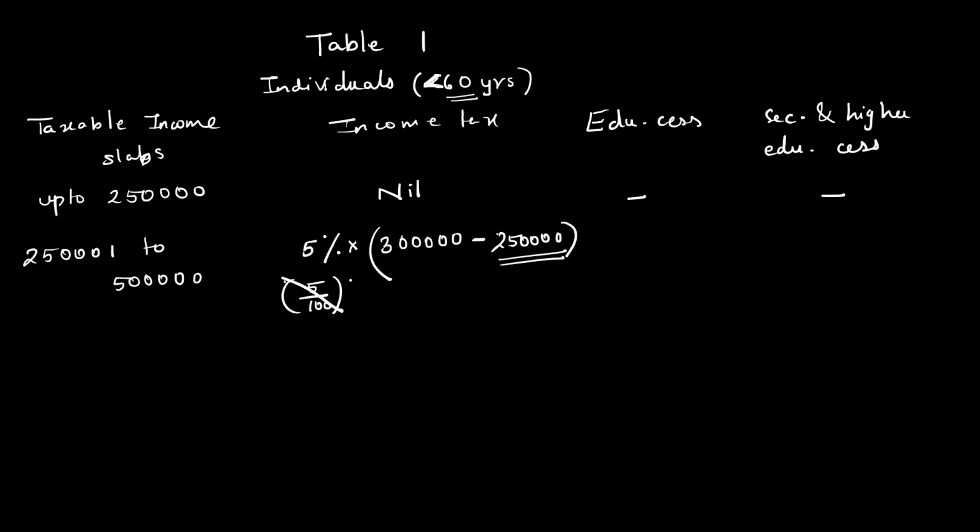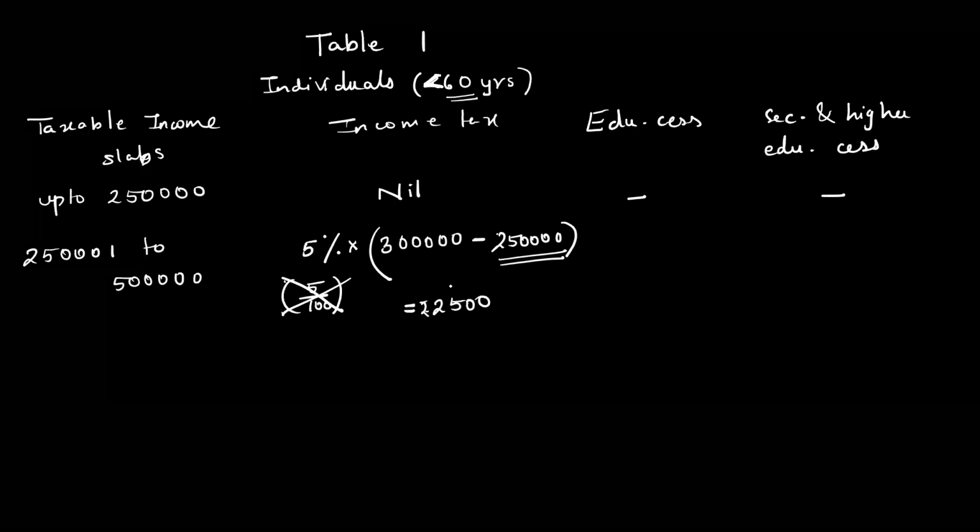This I've just written for you all to understand. 5%, you'll have to write 5 upon 100. Now, if you notice here, since income tax was nil, education cess and secondary and higher education cess were also nil. But here it is not nil because here some income tax is being given. Let's say after calculating, the income tax comes out to be 2,500.